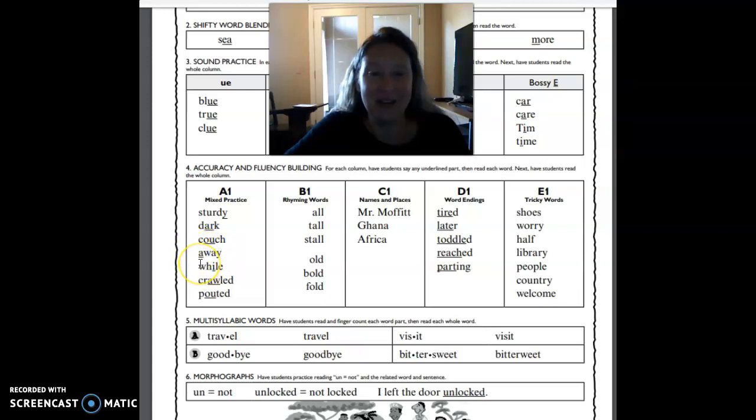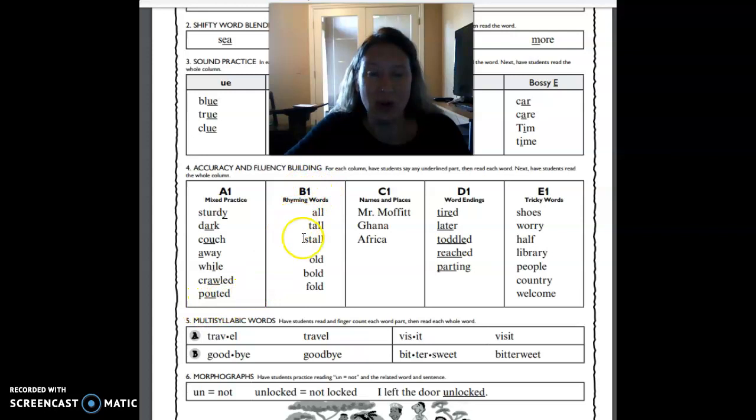Next word, underline. Oh, that can make a few different sounds, can't it? In this word, it makes the schwa sound, uh. So uh, and the whole word, away. Next word, underline. Oh, there's an E at the end, so that makes it a long I, and the whole word, while. Next word, what's the underline? Aw, and the whole word, crawled. Next word, ow, and the whole word, pouted.